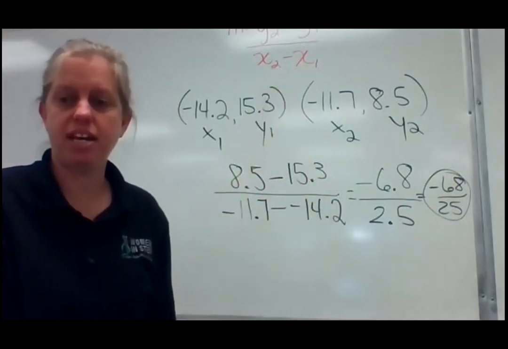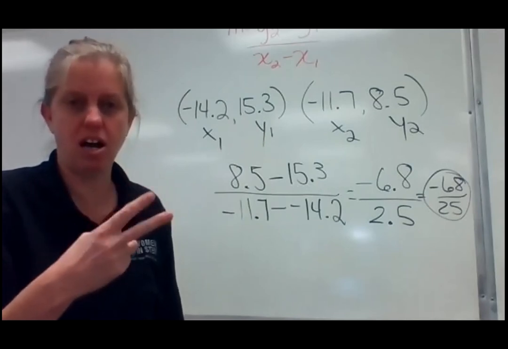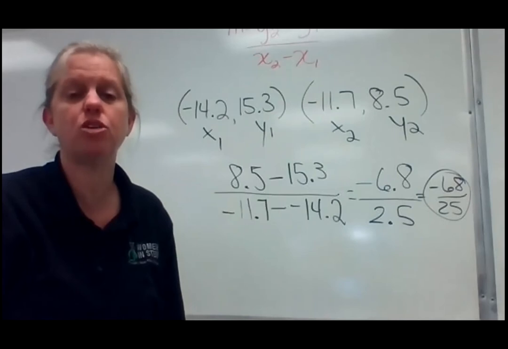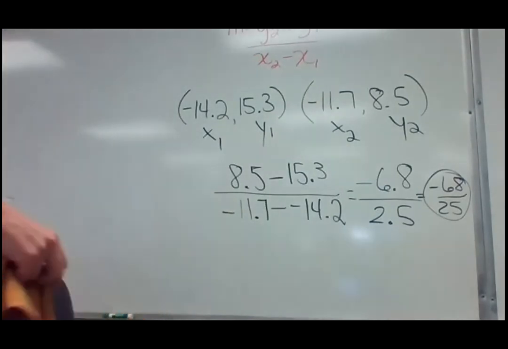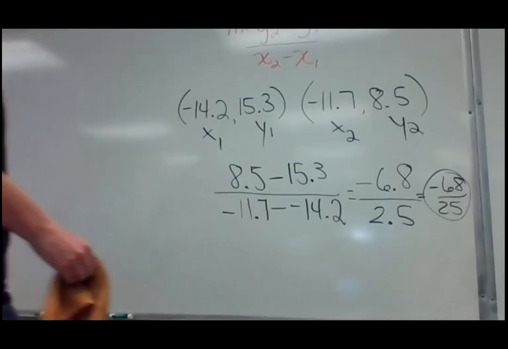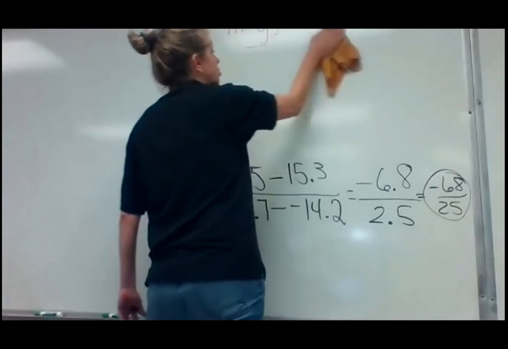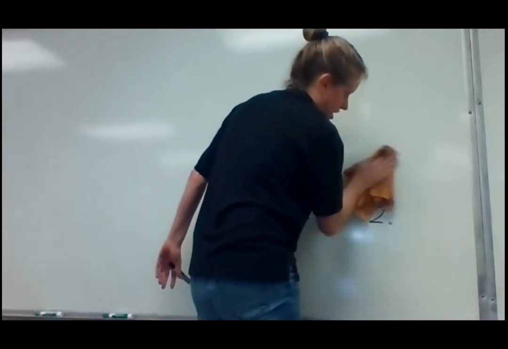So that's the method in finding the slope of the line. If you are given 2 points on the line, you'll label them your x1 and y1, x2, y2, and then plug them into the formula. Now, another way you may be given a problem and it's asking you to find the slope is if it gives you the equation of the line.